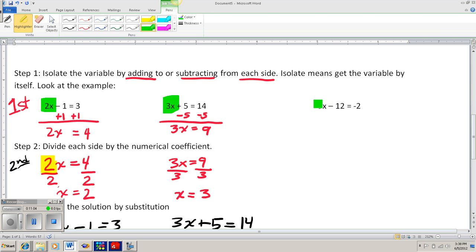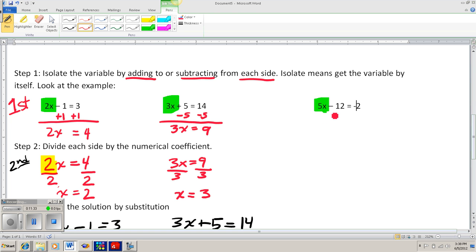So here is my variable, x, but I've got 5 of them, and I need to try to get it by itself. Right now it's not isolated. So what I'm going to be doing is getting it by itself. Instead of knowing what 12 less than 5x is, I just want to know what 5x is. So I'm going to undo subtracting 12 by adding 12.